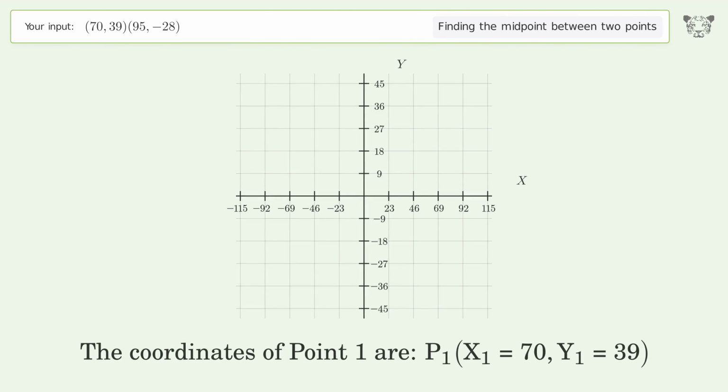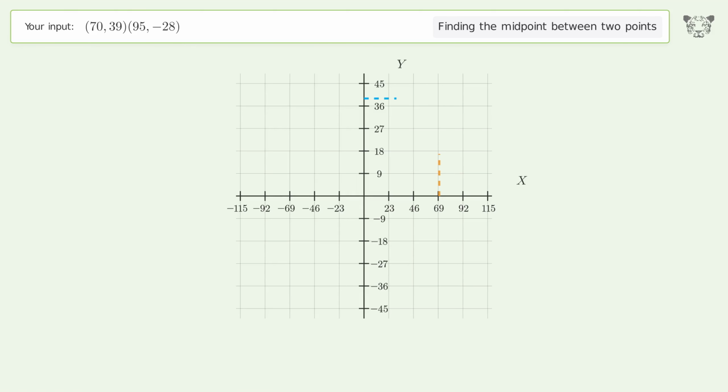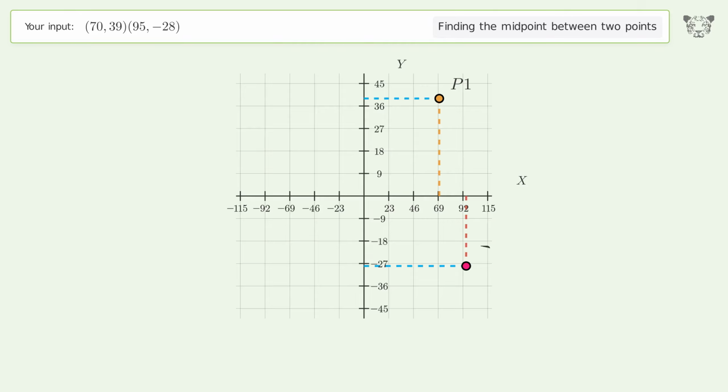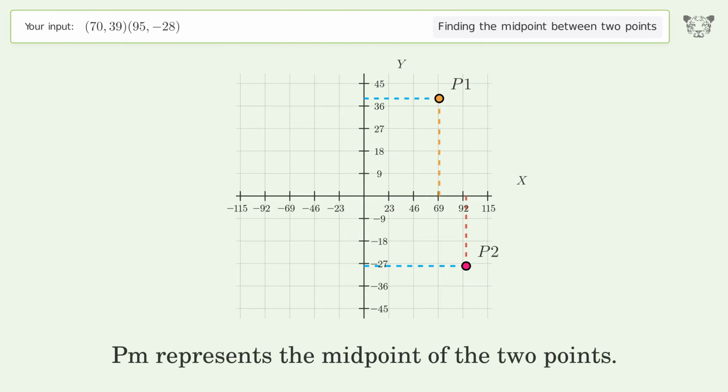The coordinates of point 1 are x1 equals 70, y1 equals 39. The coordinates of point 2 are x2 equals 95, y2 equals negative 28. PM represents the midpoint of the 2 points.